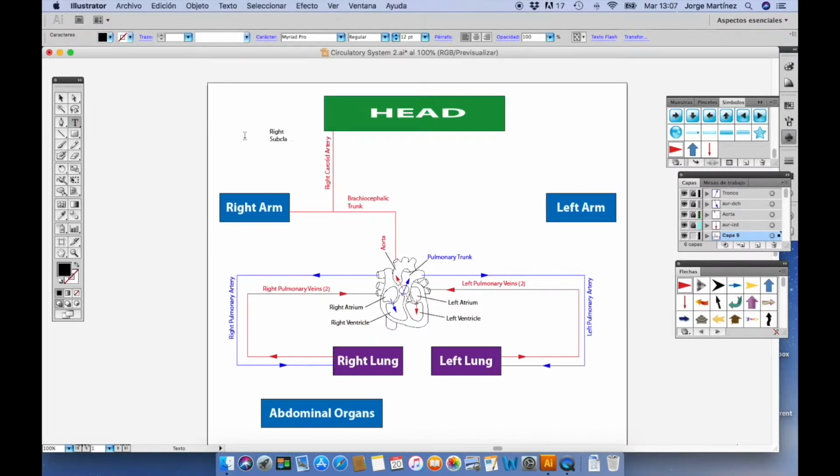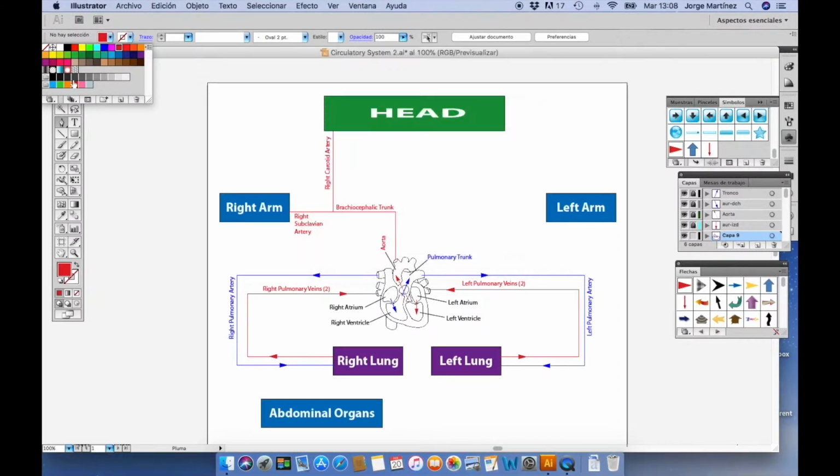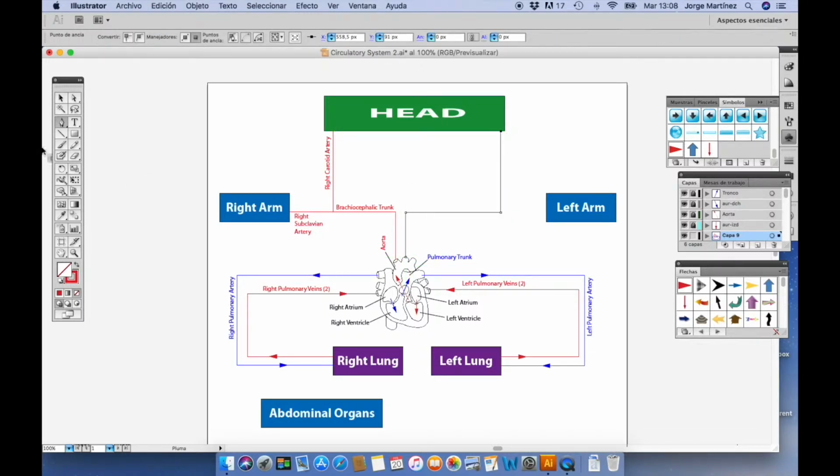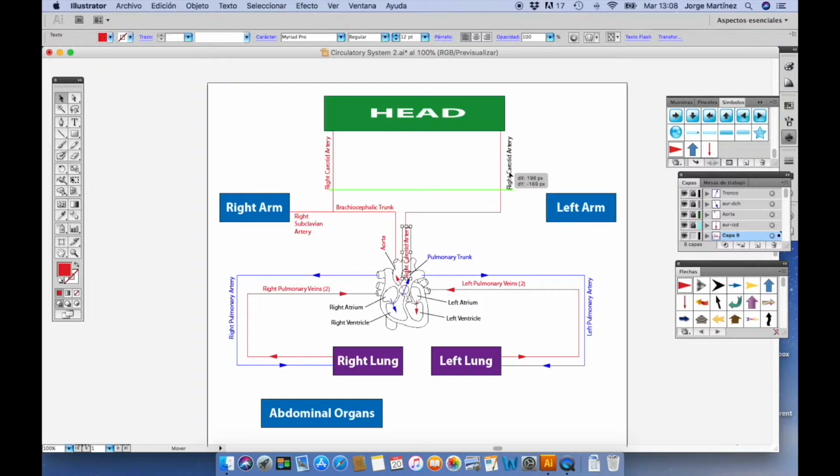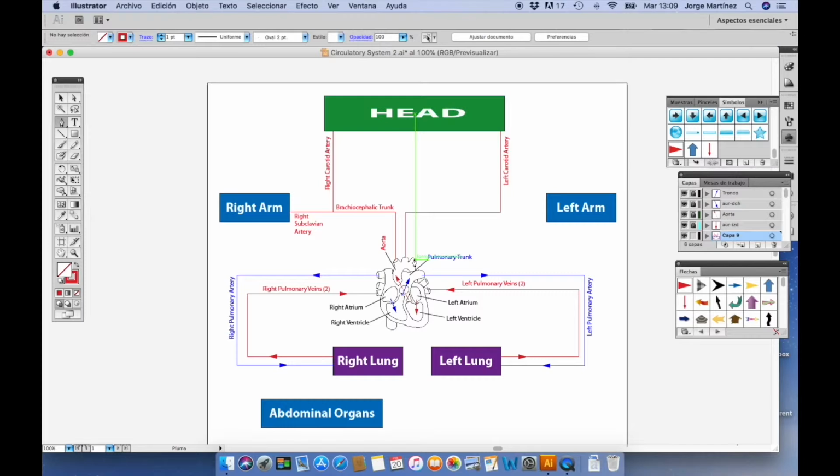The second one is the right subclavian artery. The right subclavian artery irrigates the right arm. The second division of the aorta is the left carotid artery. The left carotid artery irrigates the left part of the head. The third division of the aorta is the left subclavian artery that irrigates the left arm.